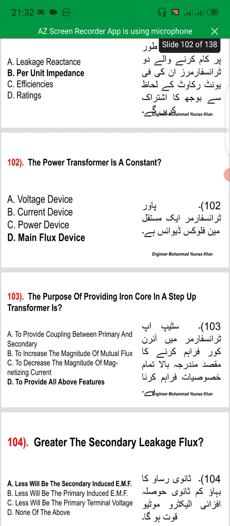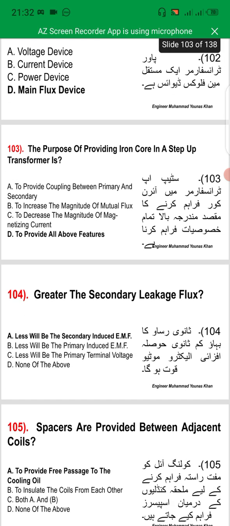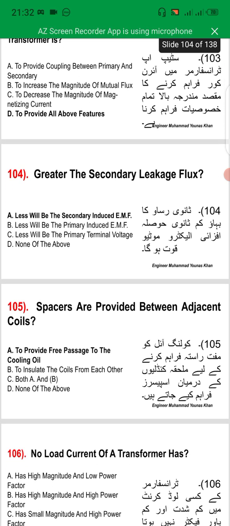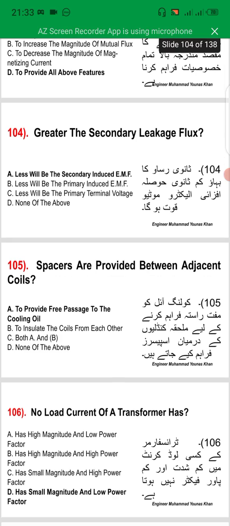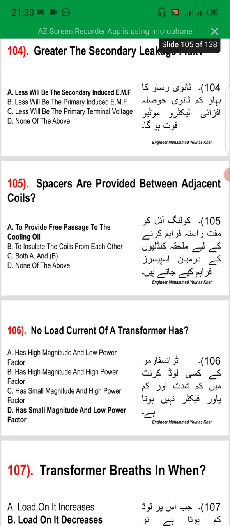The purpose of providing iron core in a step-up transformer is to provide all above features. Greater the secondary leakage flux, less will be the secondary induced EMF. Spacers are provided between adjacent coils to provide free passage to the cooling oil. No load current of a transformer has small magnitude and low power factor.